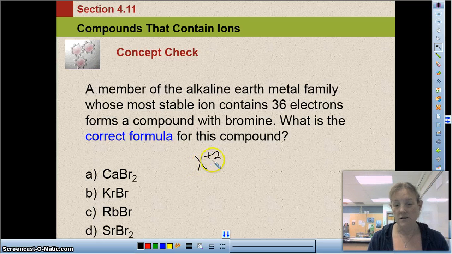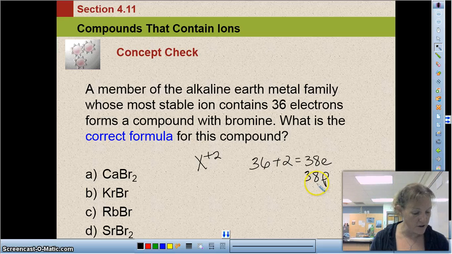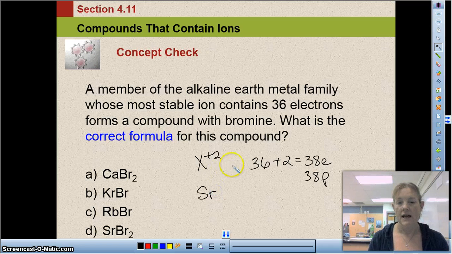So this X is going to be +2 because it's the alkaline earth metals, and it had 36 electrons. If it had 36 electrons and it lost 2 of them, that means that it must have had 38 electrons total, which means that it also had 38 protons to start. Well, that's how many it has all the time, but it has 38 electrons. So it has 38 protons. I look for element number 38, and I see that it's strontium, which is Sr, and it wants to know which one of these is going to be the answer for bromine.